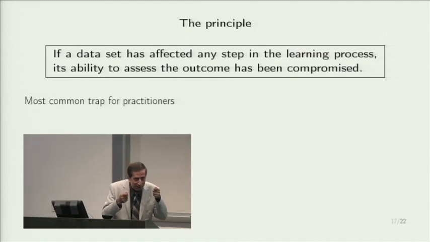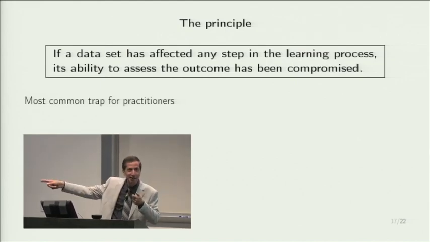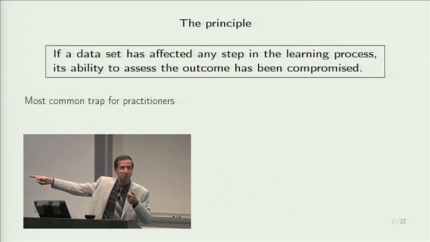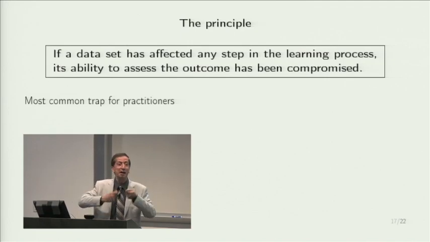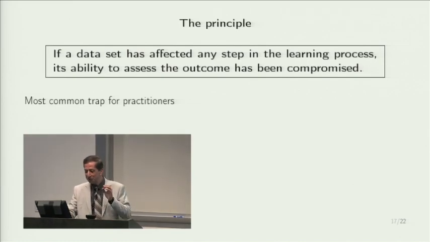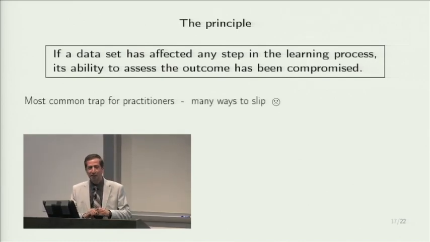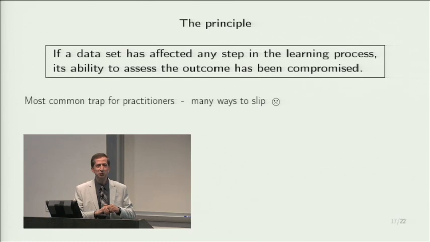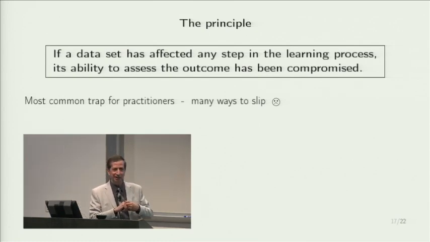So I looked at the data, I chose a better model. The other guy didn't look at the data and they are struggling with the model and they are not getting the same in-sample and I'm ahead. It looks very tempting to do. And it's not just looking at the data. The problem is that there are many ways to fall into the trap, and they are all happy ways.